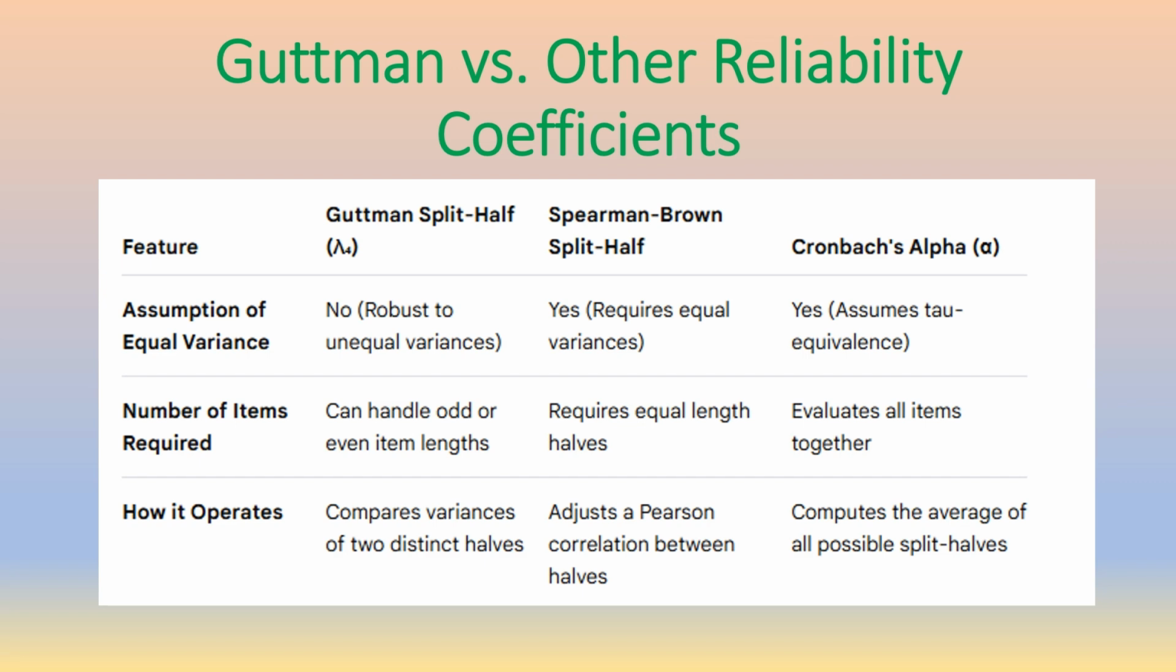Cronbach's alpha. Assumption of equal variances is required. Number of items required: equates all items together. How it operates: computes the average of all possible split halves.